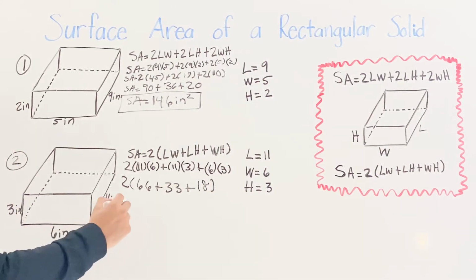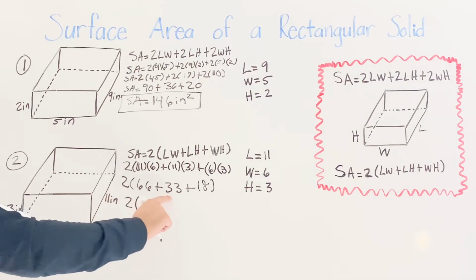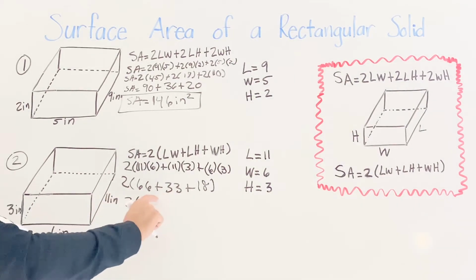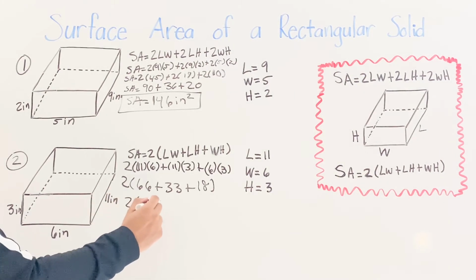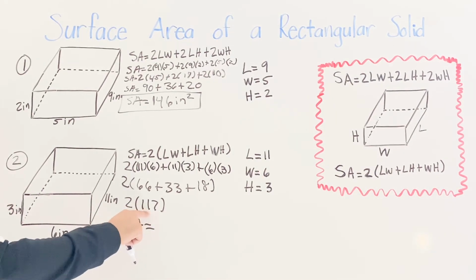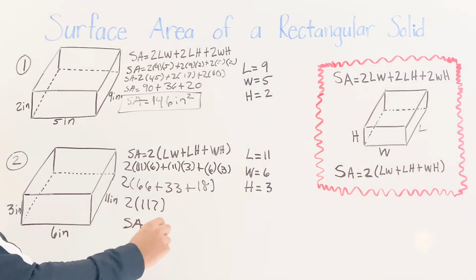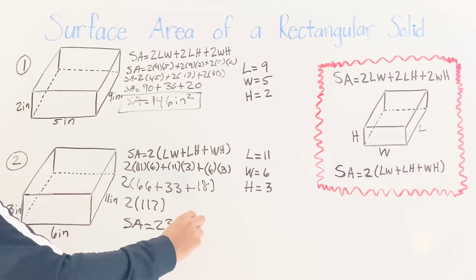Okay, and then I go ahead and from the bottom, bring down the 2. Then we're just going to go ahead and add all these numbers together. And when I add all these numbers together, my answer is 117. Then I'm going to go ahead and multiply that by 2. So our surface area equals 2 times 117, which is going to give us 234 inches square.